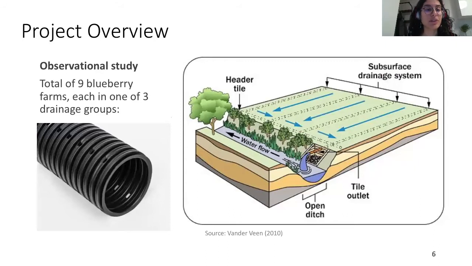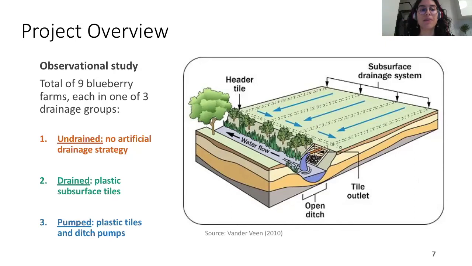And if you're not familiar with plastic tiles, they're basically these perforated plastic tubes that are installed below ground at an angle, and they redirect water from the fields into an open ditch. If the ditch system's working properly, then the ditch takes water away from the field as well.